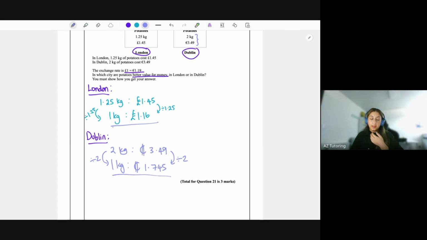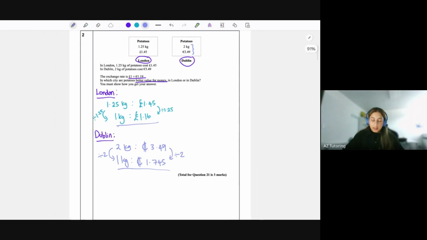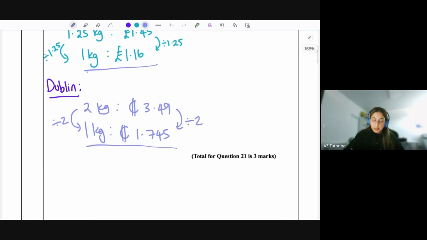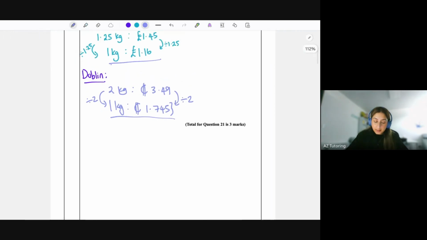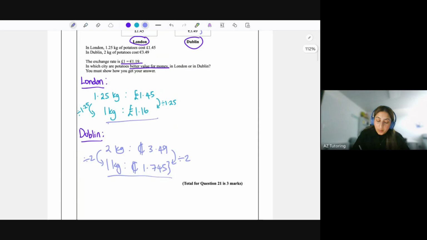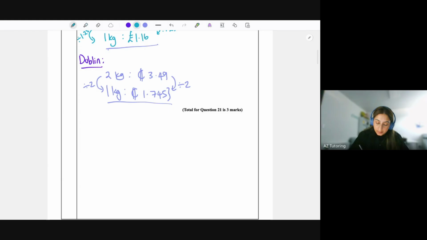But now the only thing is with Dublin, I need to convert the euros into pounds to compare the pound prices. So the final step is going to be converting this to pounds. If I convert it, I can see the conversion rate is £1 is €1.19. So I'm going to write that down first. £1 is €1.19. And now I just need to see how much 1.745 euros is in pounds.